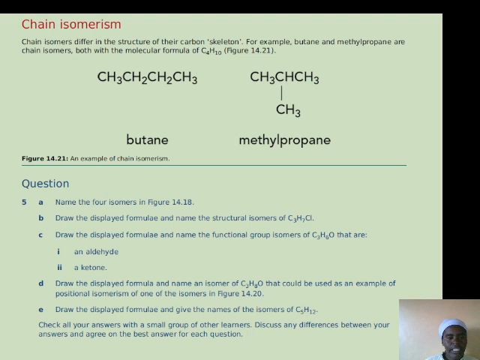The next slide is about questions on the naming of the types of bonds and the types of isomerism, and also naming them. We are going to cover them in the next video as organic chemistry questions.